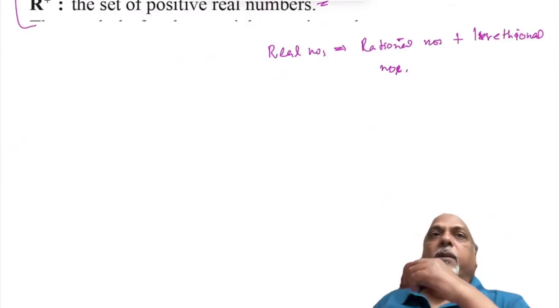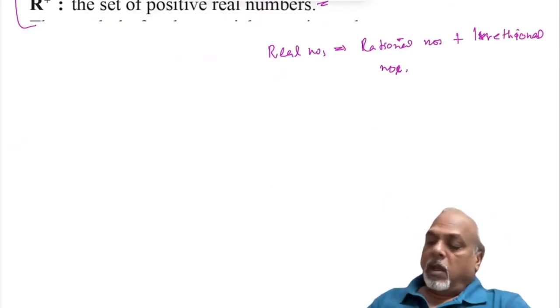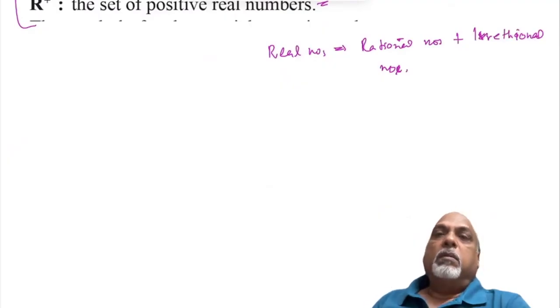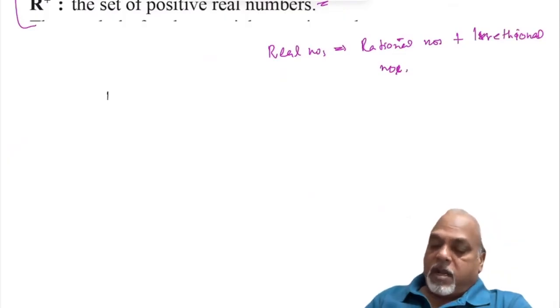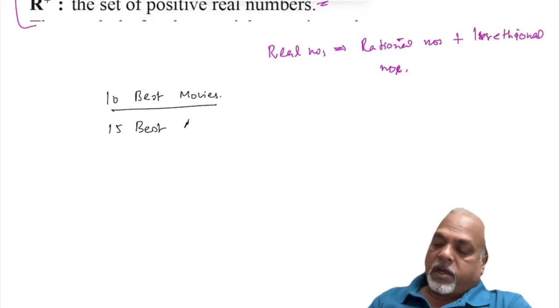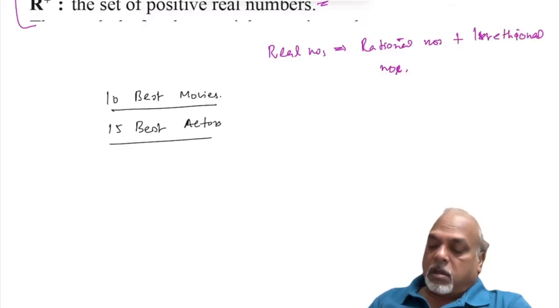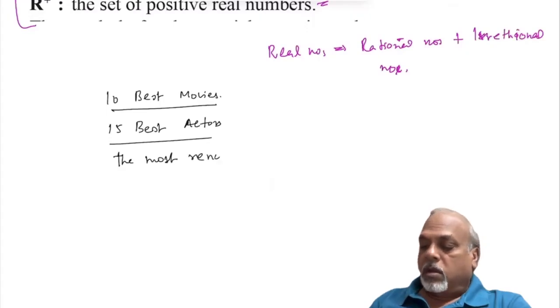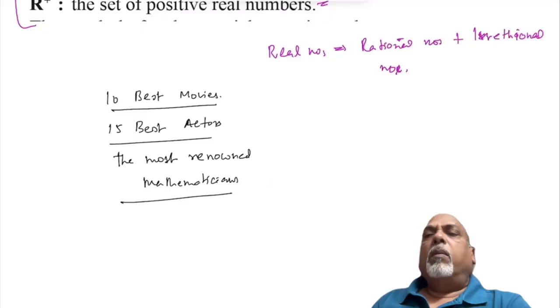Now let us proceed further. If I say 10 best movies, or 15 best actors, or the most renowned mathematicians, now, are they sets?